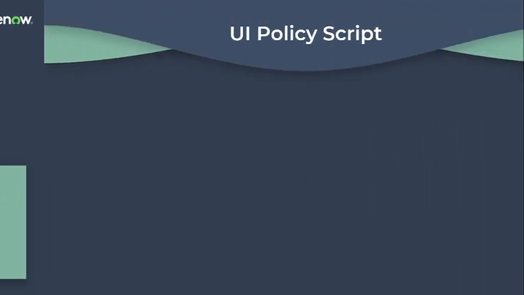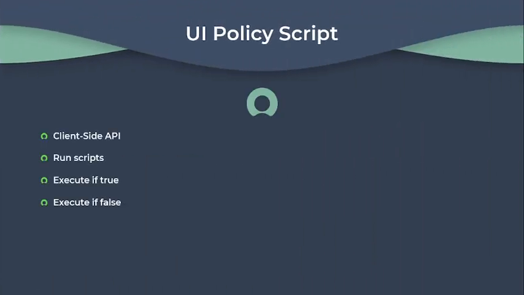Then UI policy script. UI policy script uses the client-side API to execute script logic based on whether the UI policy condition tests true or false. You can use UI policy script to create complex conditional checks, or to take actions other than setting field attributes mandatory, read only, or visible.